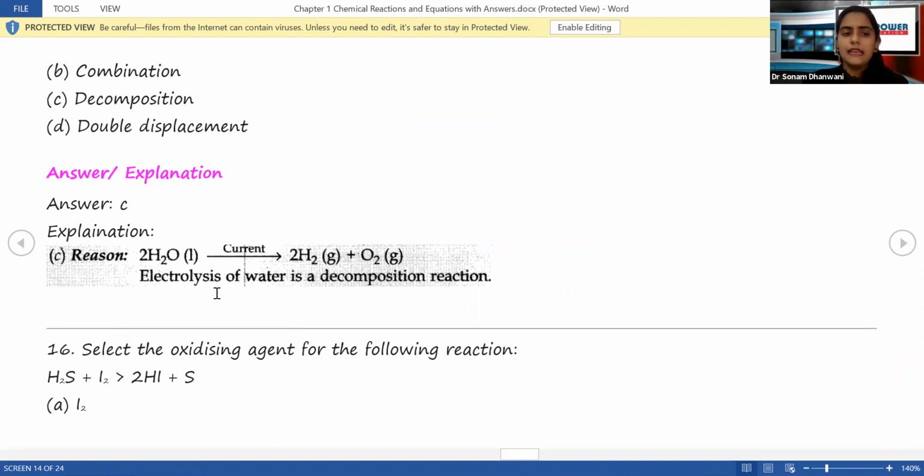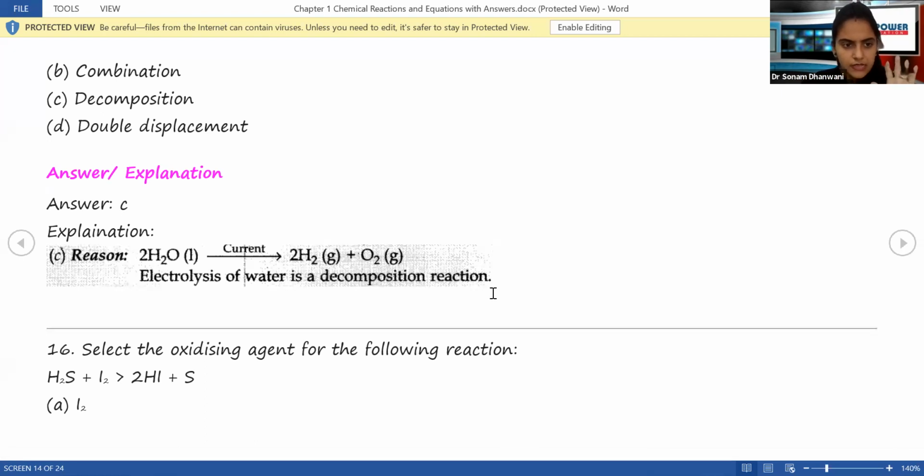So yes, just remember this is a very, very important statement. Electrolysis of water is a decomposition reaction. अब यहाँ पे क्या decompose हो रहा है? Water से जब current pass हो रहा है, it is going to form hydrogen gas and oxygen gas. So it is the decomposition of water that is taking place in the presence of current. Okay, just put this in your head. Electrolysis of water is a decomposition reaction. इससे related MCQs definitely आएंगे. Okay, so keep this in mind.